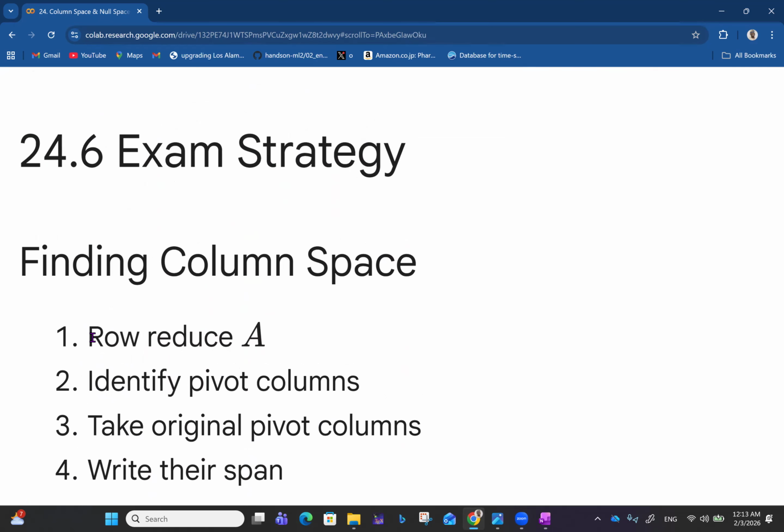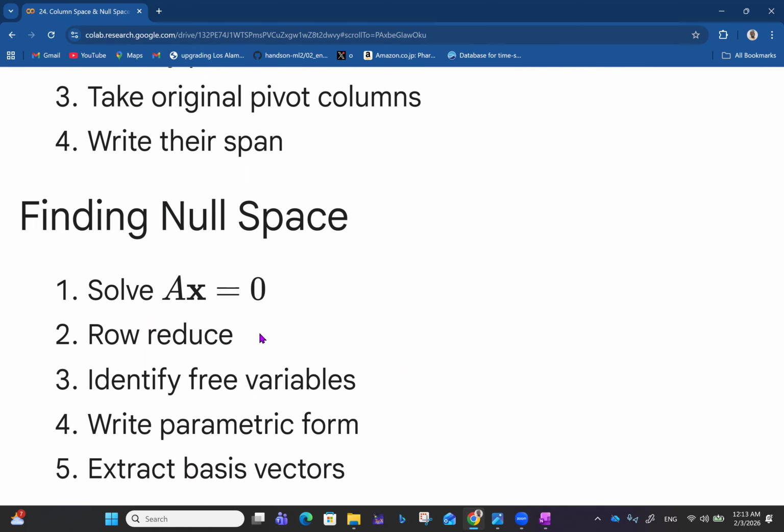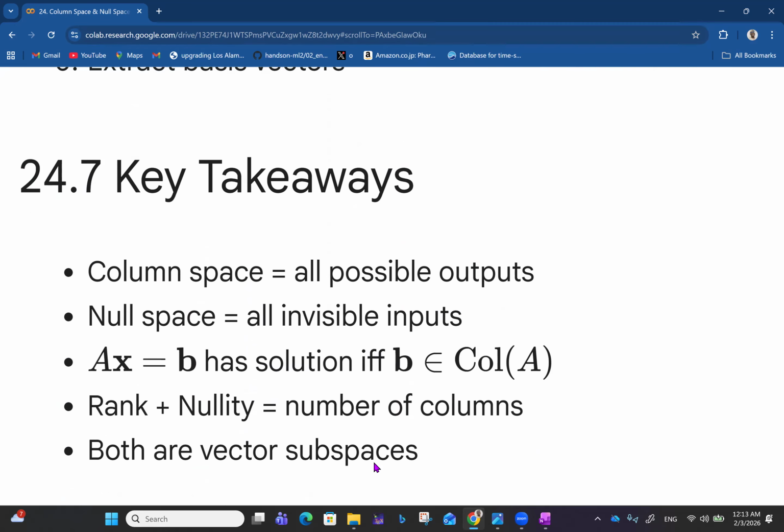For finding column space, you row reduce A, identify pivot columns, take the original pivot columns, and write their span, right? Just like we did previously. For null space, solve AX equals 0 by row reduction, identify free variables, write parametric form, and extract basis vectors, just like we did. So, takeaways.